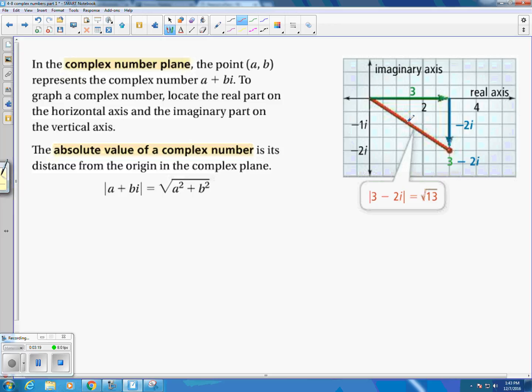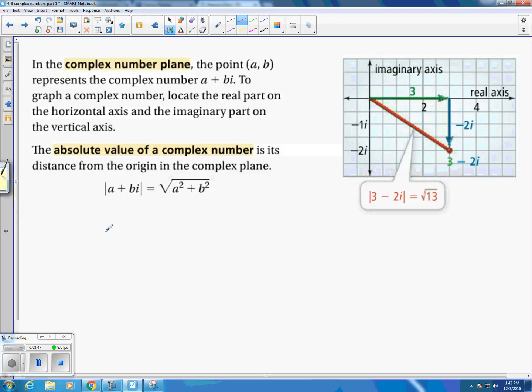In the complex number plane, the point (a, b) represents the complex number a plus bi. To graph a complex number, we locate the real part on the horizontal axis and the imaginary part on the vertical axis. So our y-axis is going to be our imaginary axis, and our x-axis is going to be our real axis.